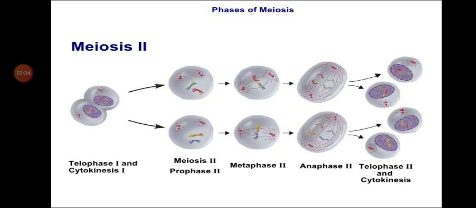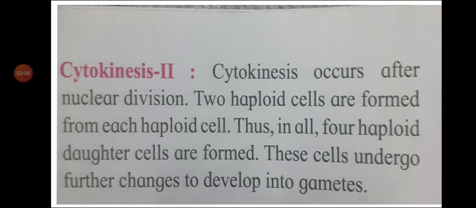So today let us start with the next phase after telophase 2, that is cytokinesis. There are two phases, karyokinesis and cytokinesis. In karyokinesis, meiosis 2, metaphase 2, anaphase 2 and telophase 2 occur. And then occurs the cytokinesis phase. So let us see what is cytokinesis 2.